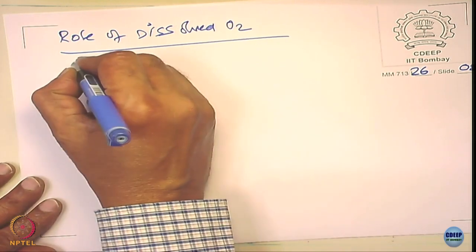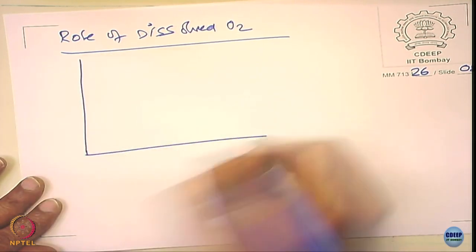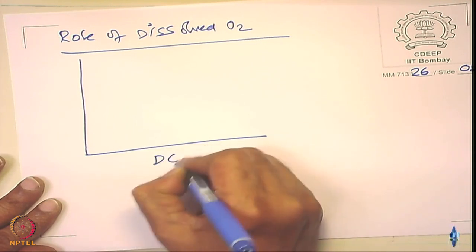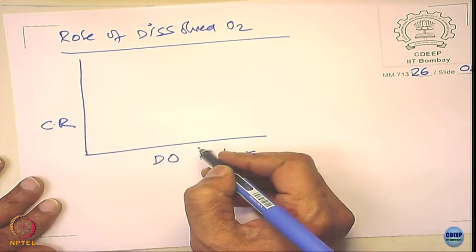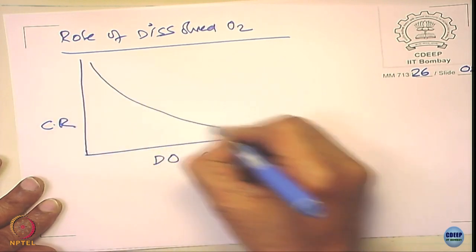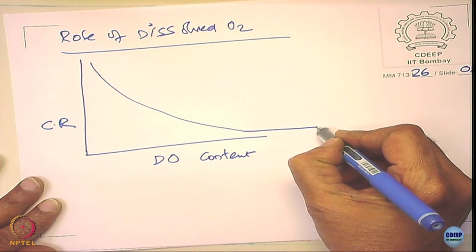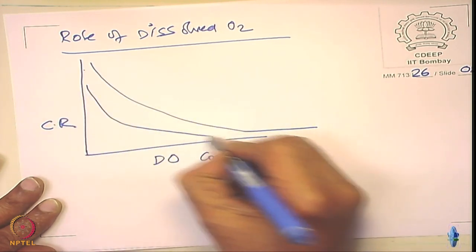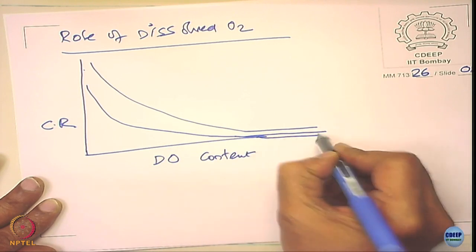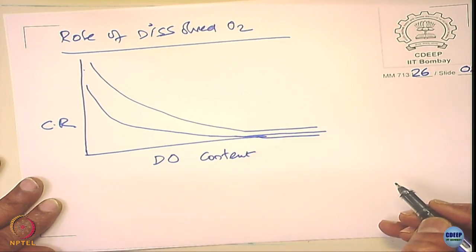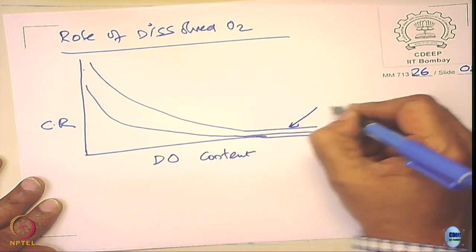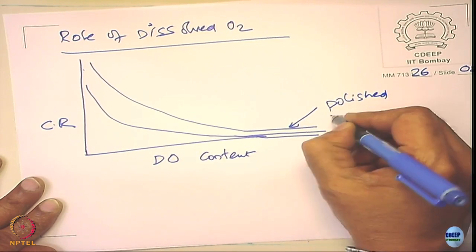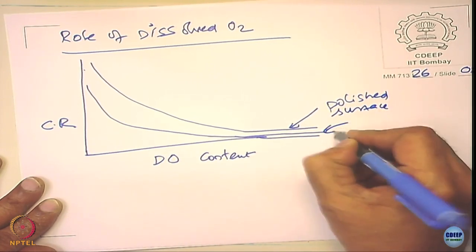Okay. So, whatever you discussed is supported by this. Dissolved oxygen content, DO content, versus the corrosion rate. Now, this is called a polished surface, and this is pre-filmed.